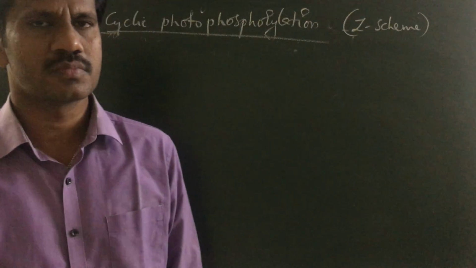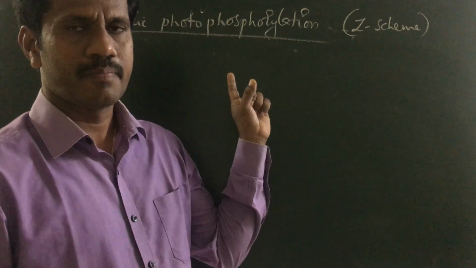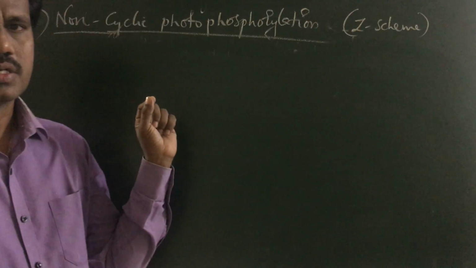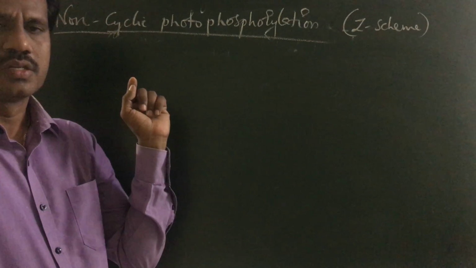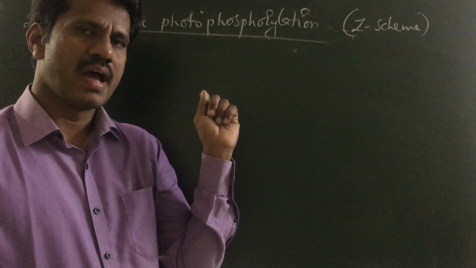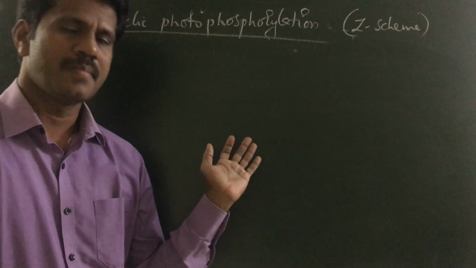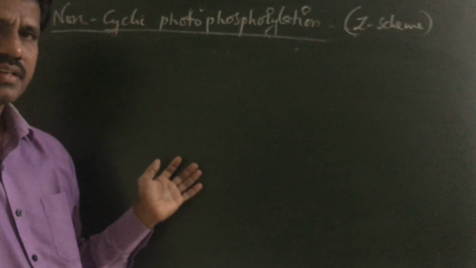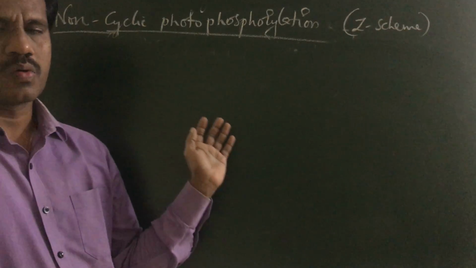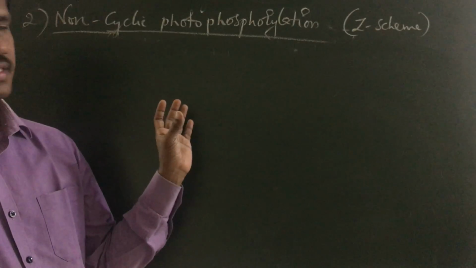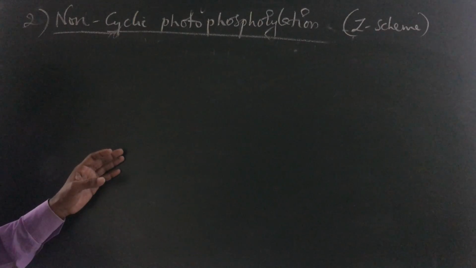So, in the light reaction, we have completed the cyclic photophosphorylation. Now we have to discuss the non-cyclic photophosphorylation. In non-cyclic photophosphorylation, the electrons moving from the photosystems will not reach back to the same photosystem. That is the reason we call it non-cyclic. So where do they go? How do they move? That we'll discuss in non-cyclic. Okay. A few introductory points we have discussed in the last class.